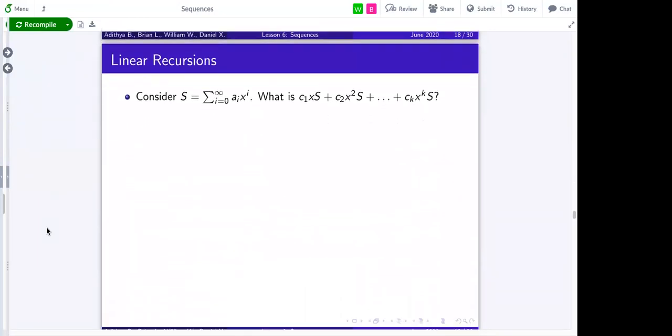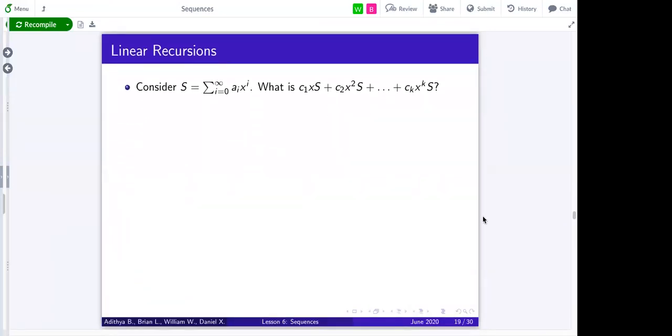So the first thing we're going to do is consider the characteristic polynomial of a sub i. So we have s is equal to the sum of i equals 0 to infinity of a sub i times x to the i. Similar to what we did in the previous question, we want to find a way to solve for s by using the recurrence. So what is c1x times s plus c2x squared times s all the way to ckx to the k times s?